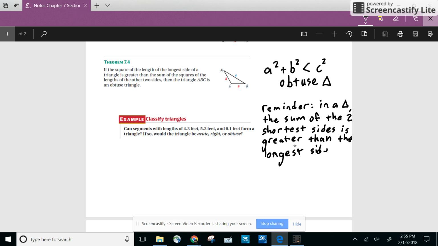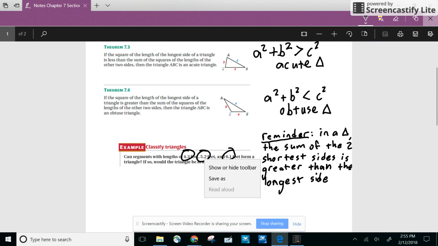So what we need to do is check and see if it's a triangle based off of that. And that should be your first step at all times. So can we have 4.3, 5.2, and 6.1? Will they make a triangle? You have to take the two smallest ones, 4.3 and 5.2, and compare that to 6.1. So we get 9.5. Yeah, 9.5 is in fact greater than 6.1. So yes, it's a triangle.